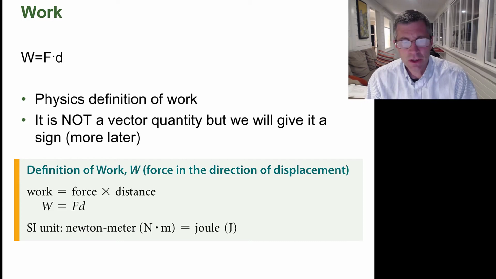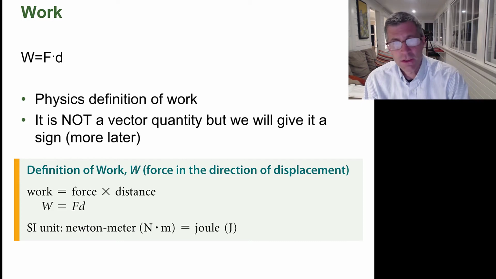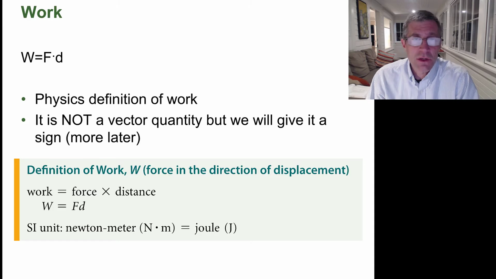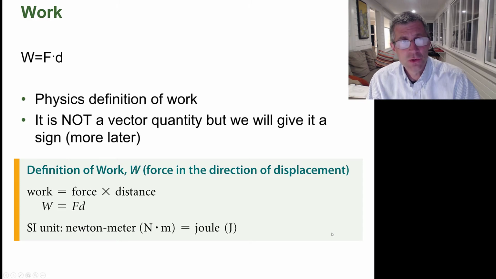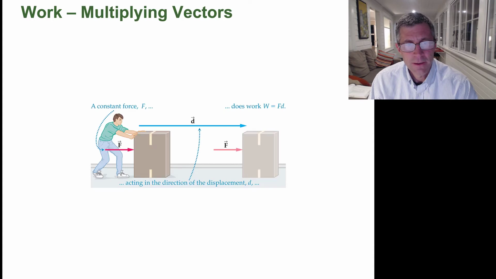As a reminder, our SI unit is going to be the joule. It's also the same as a Newton meter, which is also the same as kilogram meter squared per second squared. It all means the same thing. We have to be careful. The Newton meter will show up again when we get to torque, but it's going to be a little bit different.